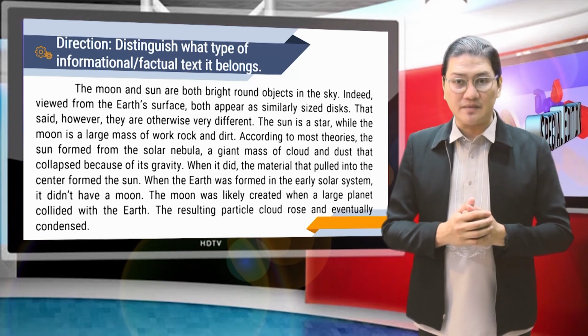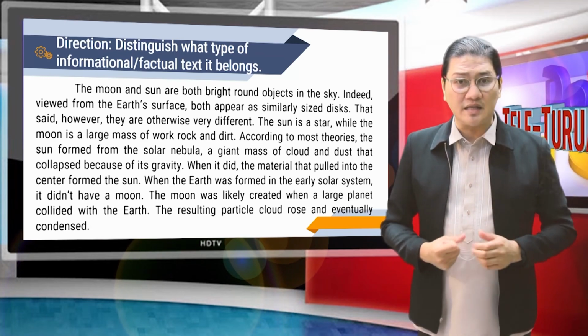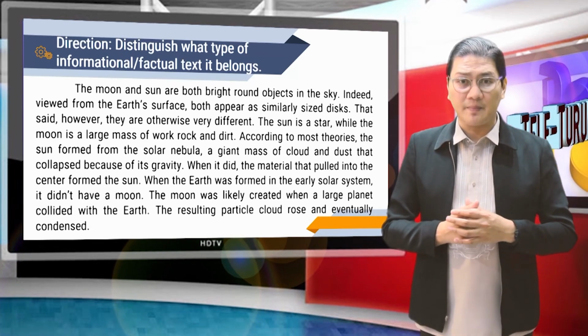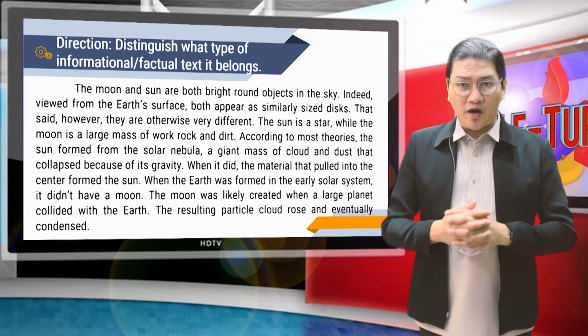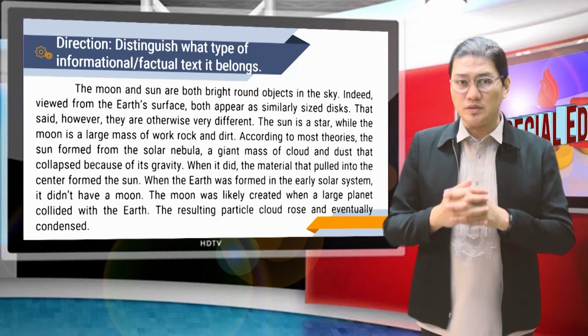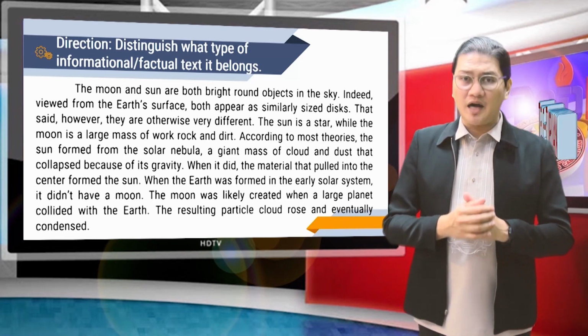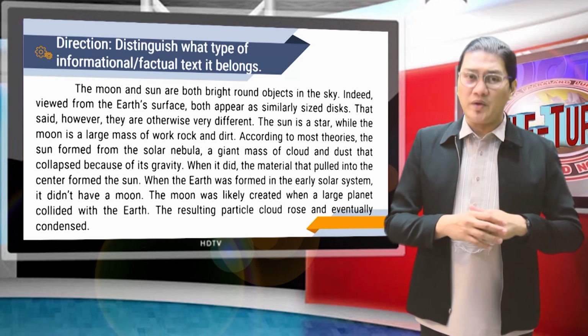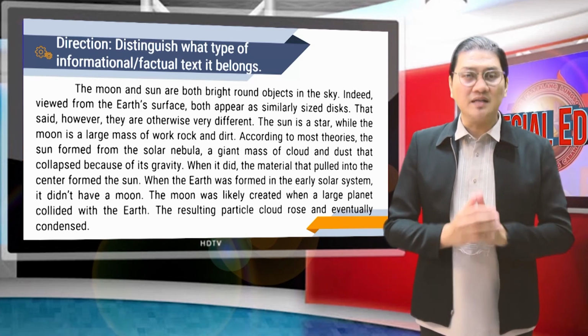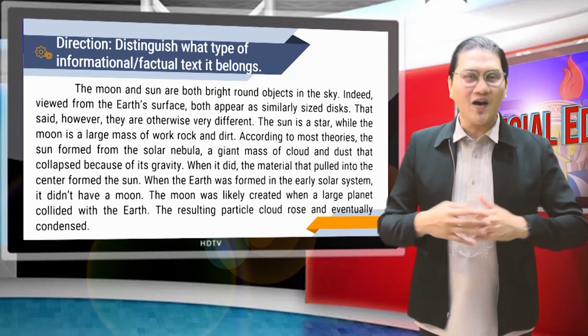The sun is a star, while the moon is a giant mass of cloud and dust that collapsed because of its gravity. When it did, the material that pulled into the center formed the sun. When the Earth was formed in the early solar system, it didn't have a moon. The moon was likely created when a large planet collided with the Earth. The resulting particle cloud rose and eventually condensed.